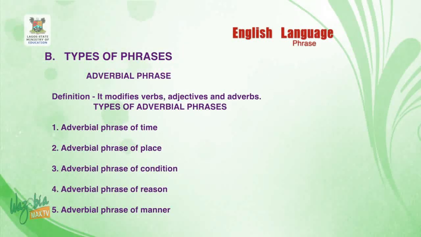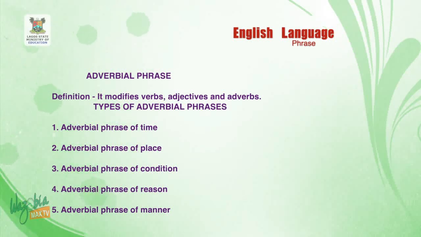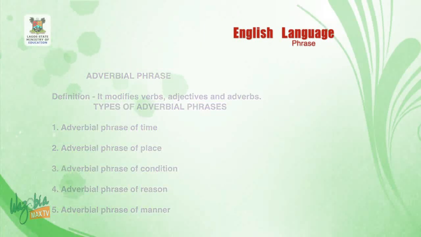Now, adverbial phrase. The definition. It modifies verbs, adjectives, and adverbs. In this aspect too, there are so many types of adverbial phrases, but I will teach you 5 of them, namely adverbial phrase of time, adverbial phrase of place, adverbial phrase of condition, adverbial phrase of reason, adverbial phrase of manner. Now, when I come back in the next section, I'm going to take you through the types of adverbial phrases so that it's very easy for you to understand them. Adverbial phrases are so easy to identify, so don't panic and don't shy away from this particular topic.